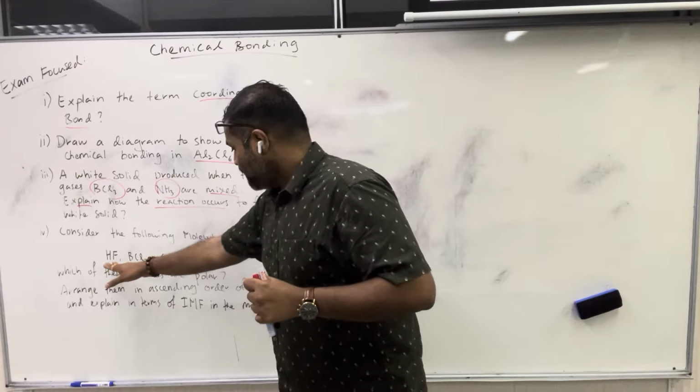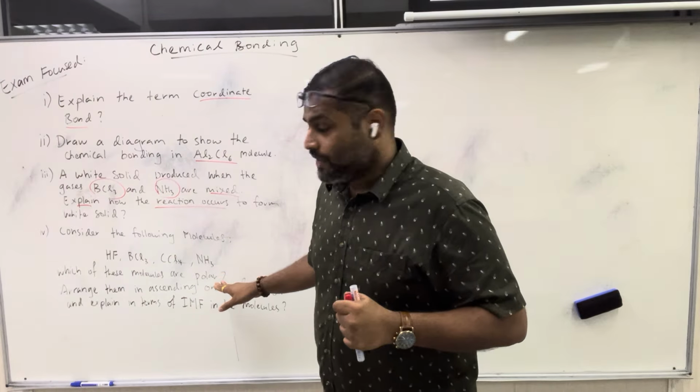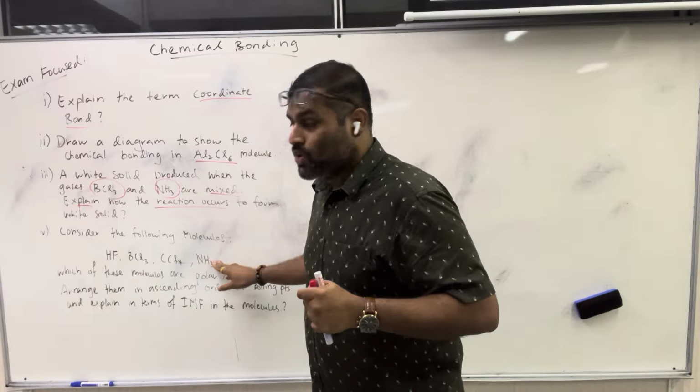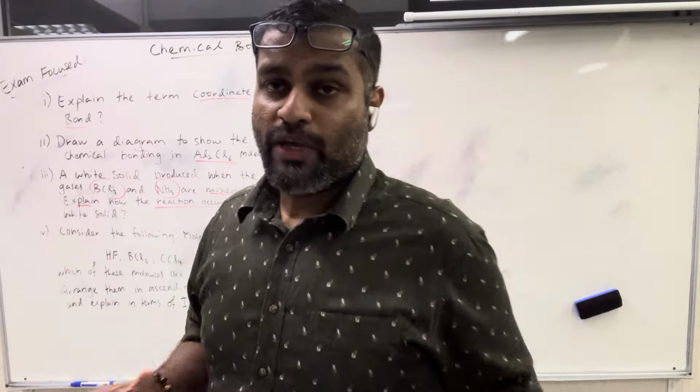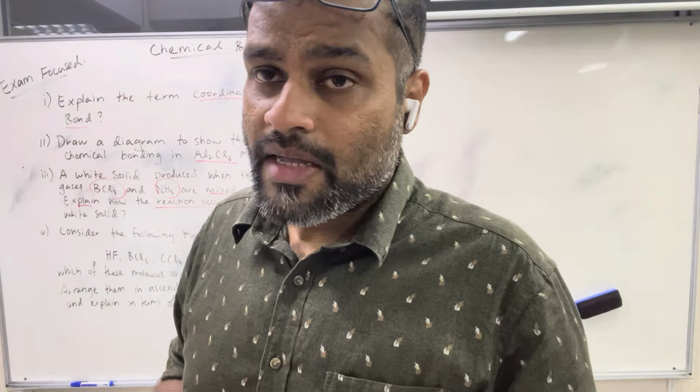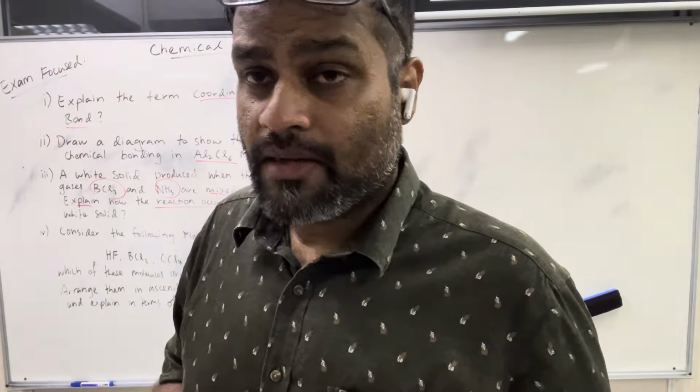So we have final exam questions to discuss here, where we consider the following molecules. I have 4 different types of molecules here: hydrogen fluoride, boron trichloride, tetrachloromethane, and ammonia. These 4 molecules have different characteristics and features when it comes to their polarity and the types of bond that they have.